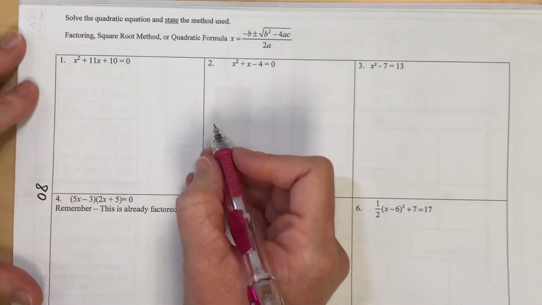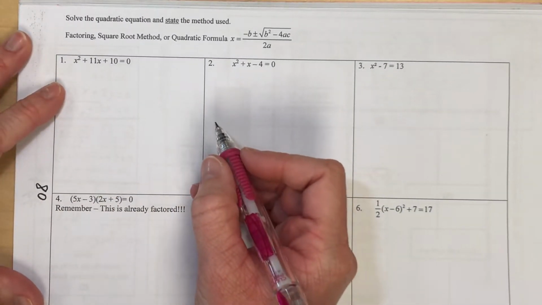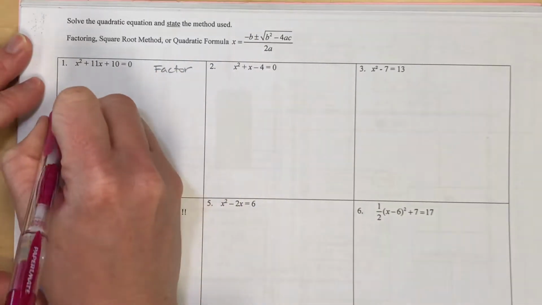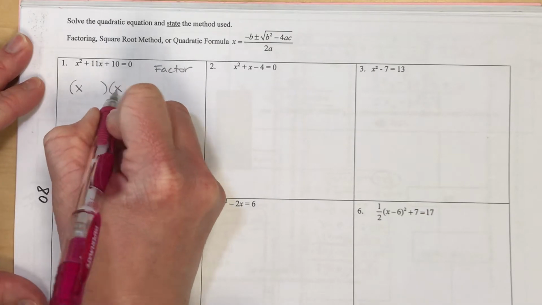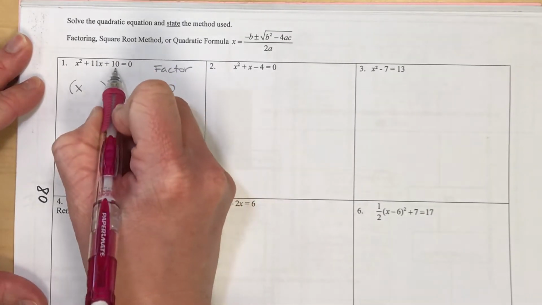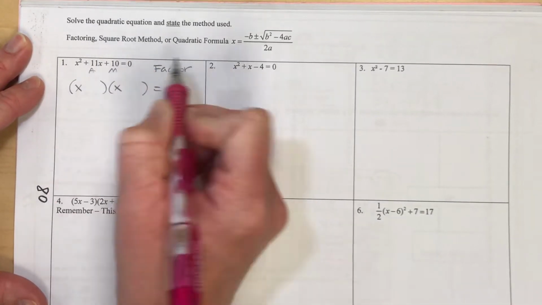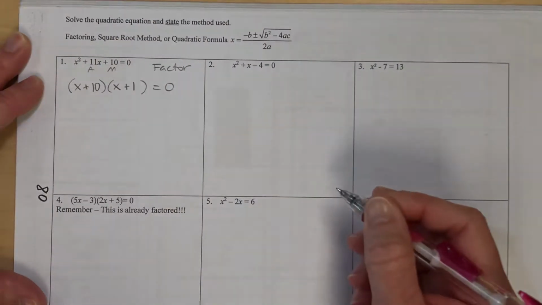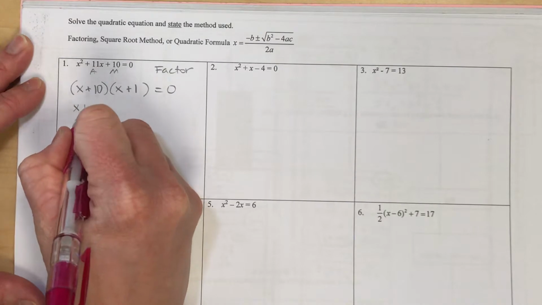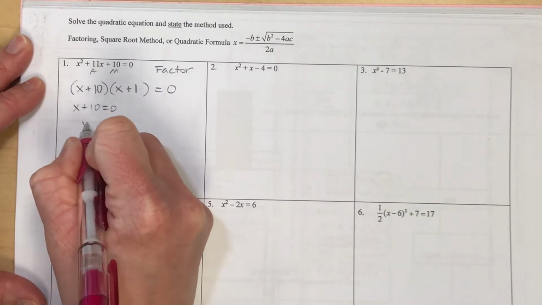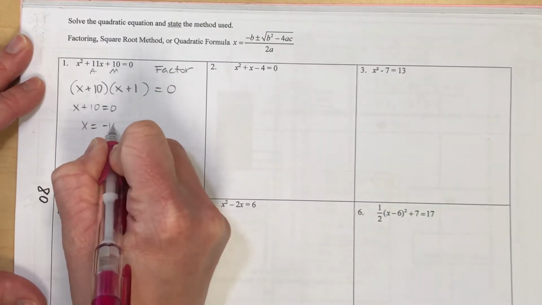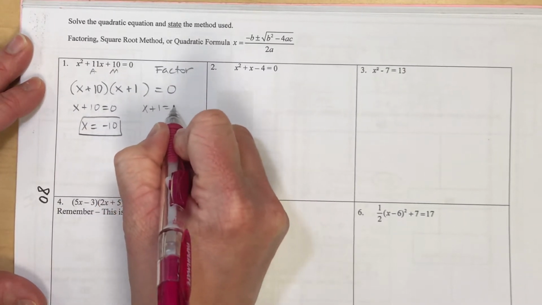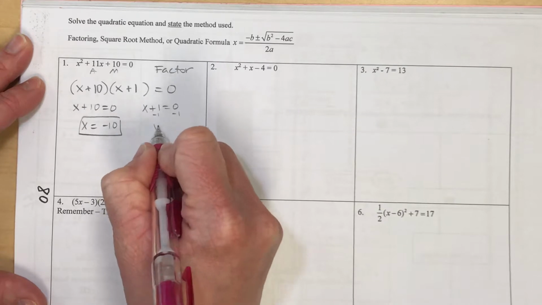First, start with: is your equation easily factorable? Here it is easy to factor, because I can tell right away two numbers that multiply to make 10 and add to make 11. That's a 10 and a 1, both positive. So I can easily set each factor equal to 0 and solve. Here, if I subtract 10 to this side, my answer is negative 10. And if I have x plus 1 equals 0 and I subtract 1 on both sides, I get negative 1.